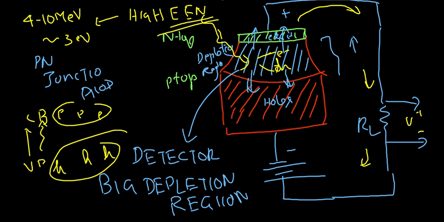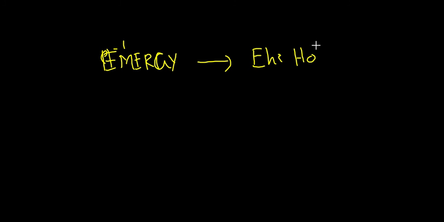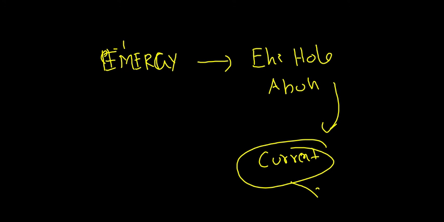So in this circuit, even if the incoming radiation has very little energy, it will produce a good amount of electron hole pairs, which in turn contribute to the current, which is measured as a drop in potential. That is basically the mechanism in your semiconductor detector.